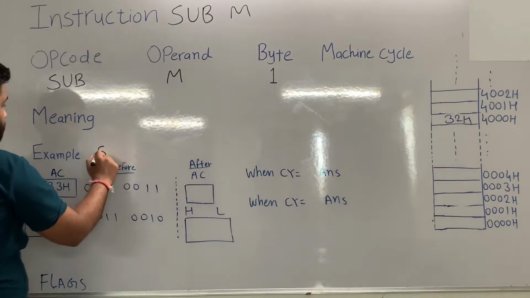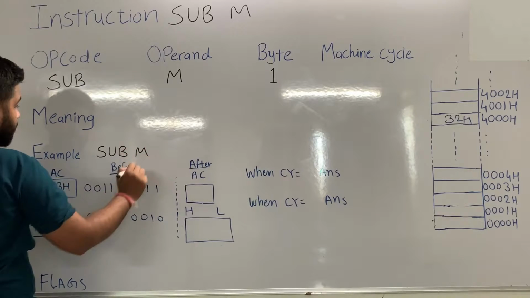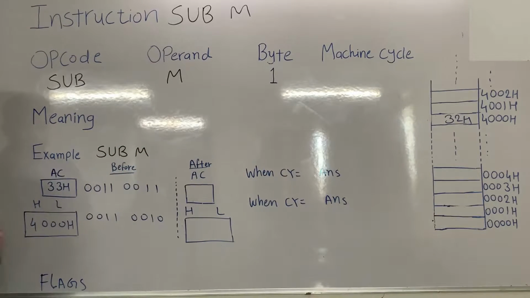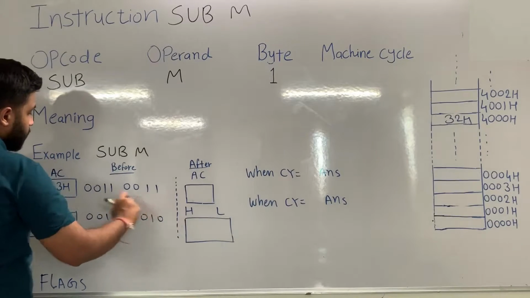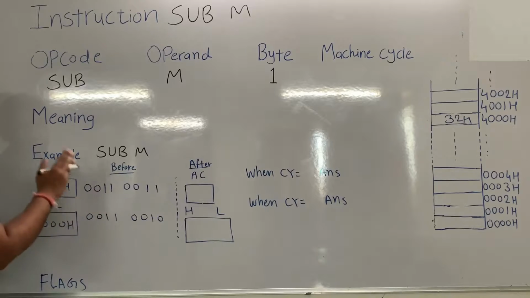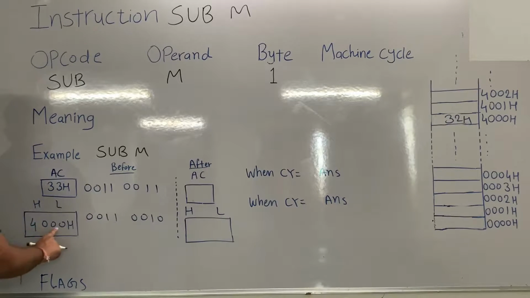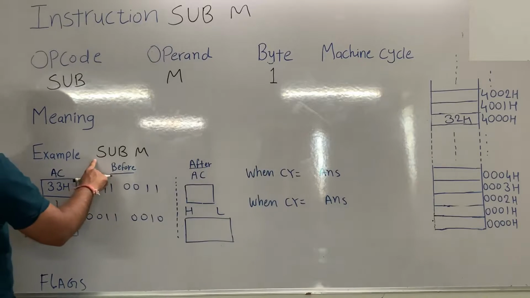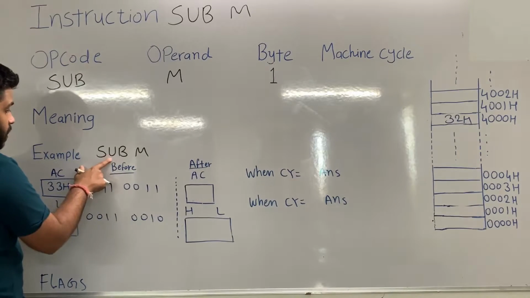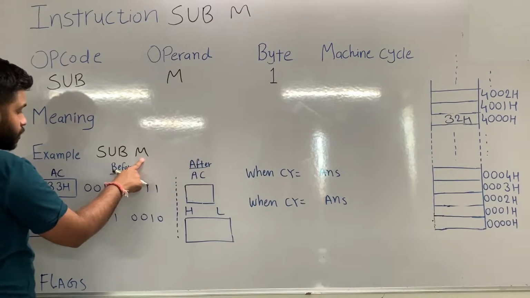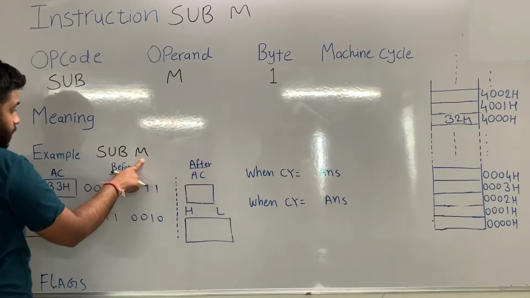Suppose the example is SUB M. Before the execution, the content of the accumulator is 33H in hexadecimal. It is also represented in binary. Before the execution, the content of the HL pair is 4000H. Now, what is the meaning of SUB M? It means subtract the content of memory location from accumulator, and the answer will be stored in the accumulator.